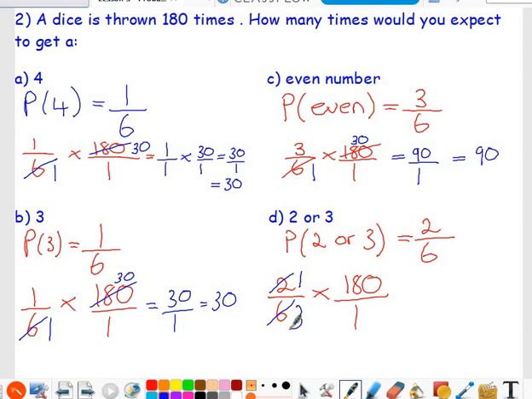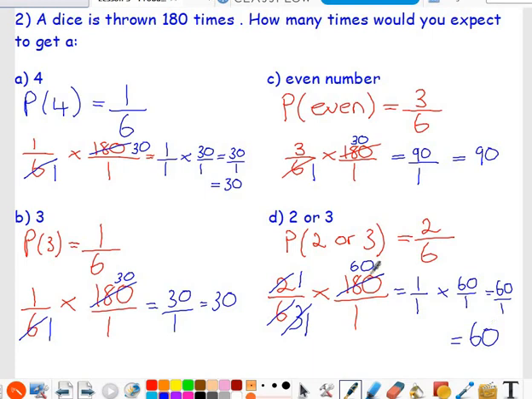And then you could then cross cancel again because 3 and 180. So, cross cancel, 3 goes into 3 once, 3 goes into 180. Well, 3 goes into 18 6 times, so 3 goes into 180 60 times. So we end up with 1 over 1 times by 60 over 1. 1 times 60 is 60, 1 times 1 is 1. Okay, so we'd expect 60 2 or 3s.